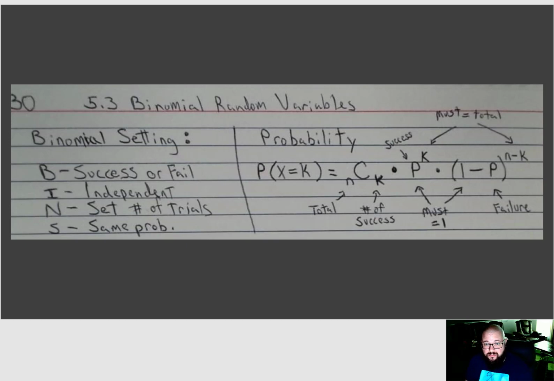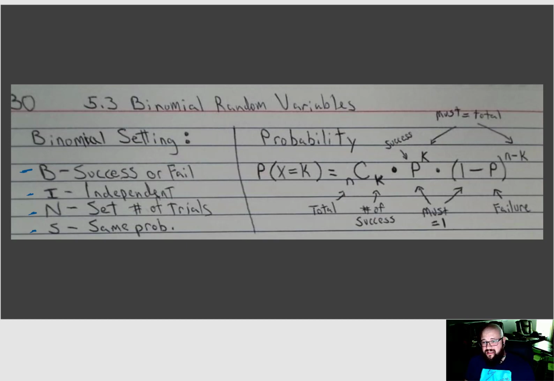That's where you can see our B is talking about success or fail. Then I, you're checking to make sure it's independent. N has a set number of trials. And S is the same probability for each trial. So with all four of those met, then you have a binomial setting.